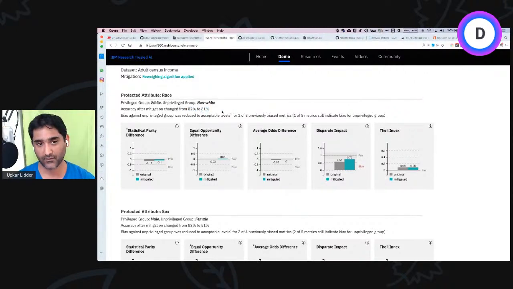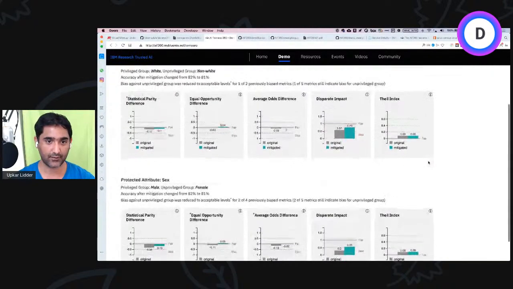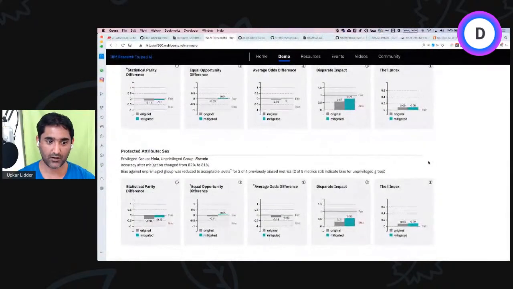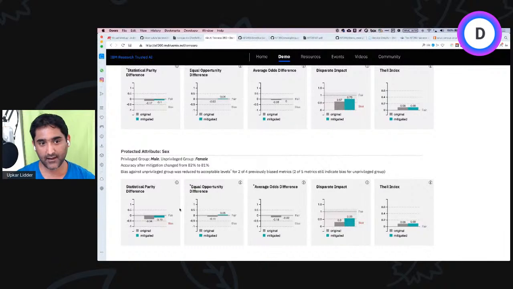using the same model. Because remember, this is applying the mitigation technique to the data itself, even before touching the model. And same thing when using sex as a protected attribute between male and female, it's able to reduce the bias by quite a bit by using these different mitigation algorithms.